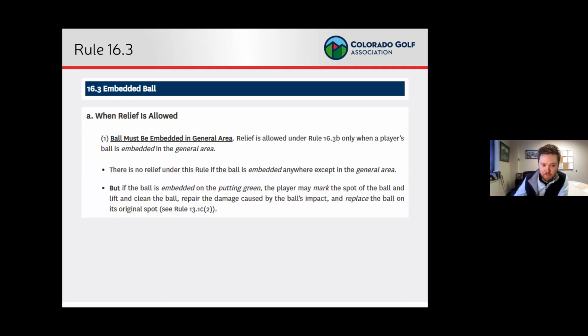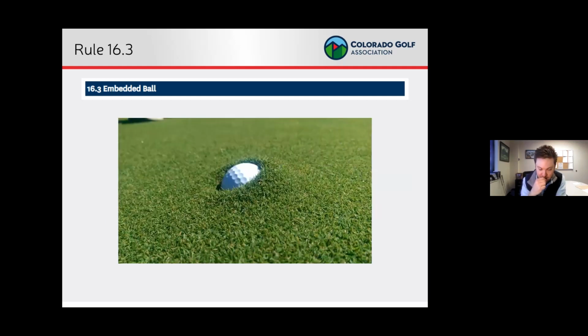It says, but if the ball is embedded on the putting green, which happens quite a bit on a wet day, if you have a high wedge and it comes in and spins right into the green, the player may mark the spot of the ball and lift and clean the ball, repair the damage caused by the ball's impact, and replace the ball back on the original spot. Again, since we're using the original spot here, which could be a variable, this is embedded in the putting green, obviously. Mark it first, pick it up.